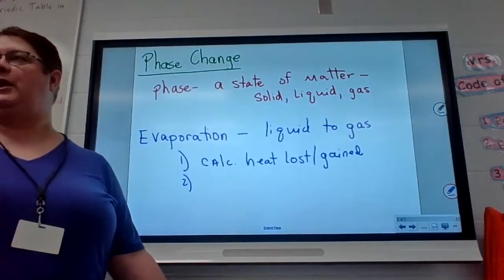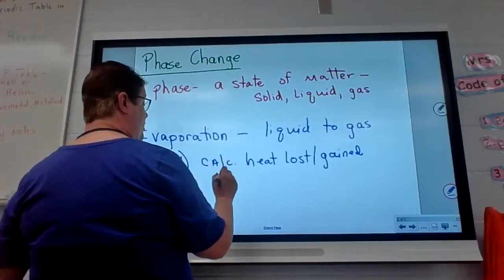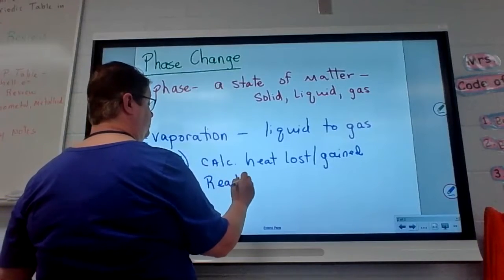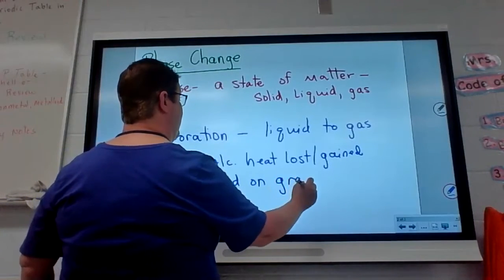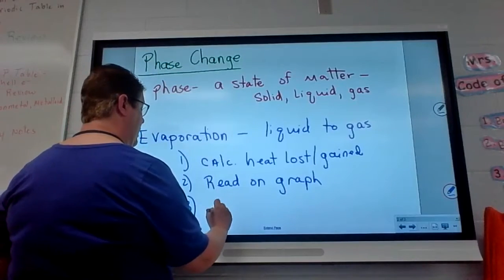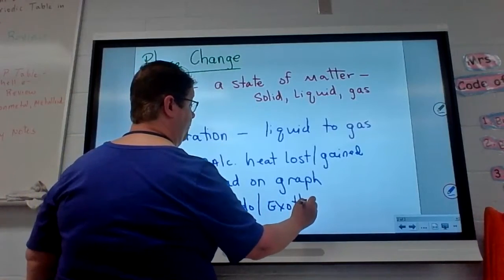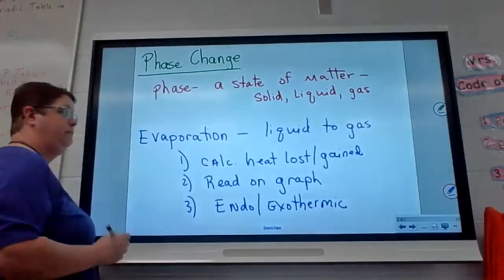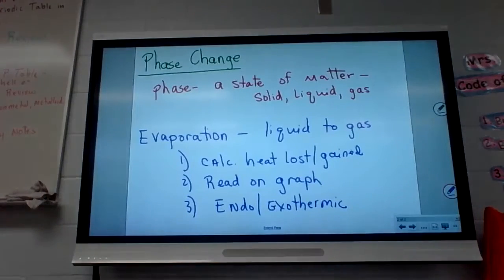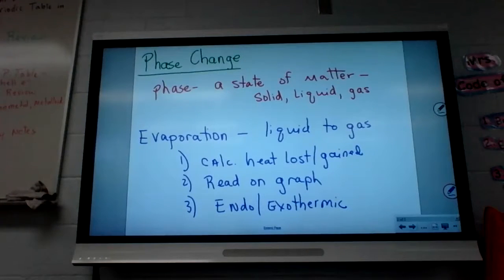All right. So we're going to calculate the heat lost and gained. We're also going to read on a graph. And you have to be able to tell me if it is endo or exothermic. So that's where we're going with phase changes in this class. So most of you can probably figure out, like Jayla was like, I thought it was liquid to gas. Yeah, y'all have learned that in other science classes. Most likely, out of the 6, you can all do 4 pretty easily.